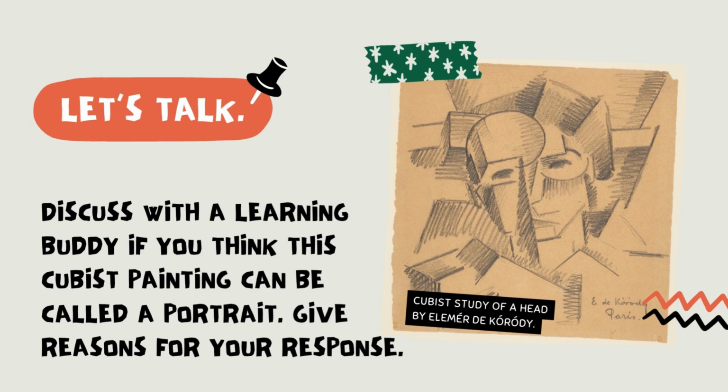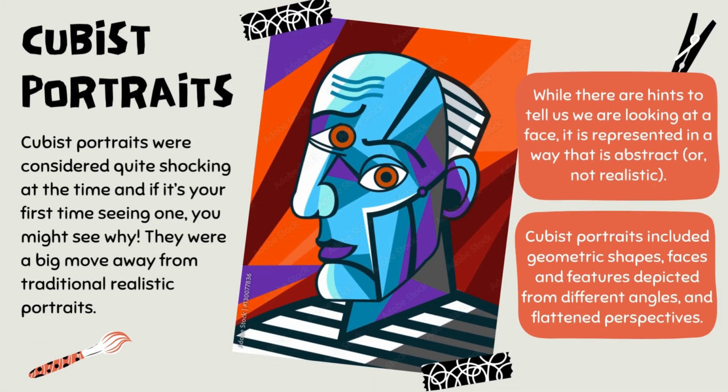Cubist portraits were actually considered shocking at the time that they were made because artists were moving away from traditional realistic portraits. And even though there are some hints to tell us where the face is looking, it's usually represented in a way that is abstract or not realistic. They show faces and features from different perspectives and they look like they are flattened.